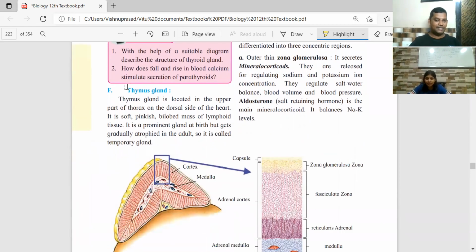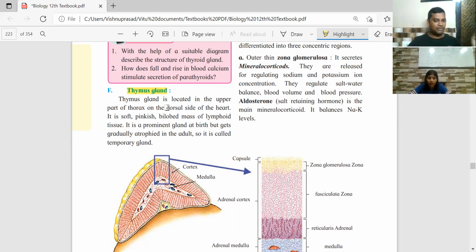Next gland we are going to see is the thymus gland. It's a small gland, but we have to discuss. The thymus is located in the heart, on the upper part of the thorax. Thorax means chest cavity. It is on the dorsal side of the heart, meaning behind the heart.